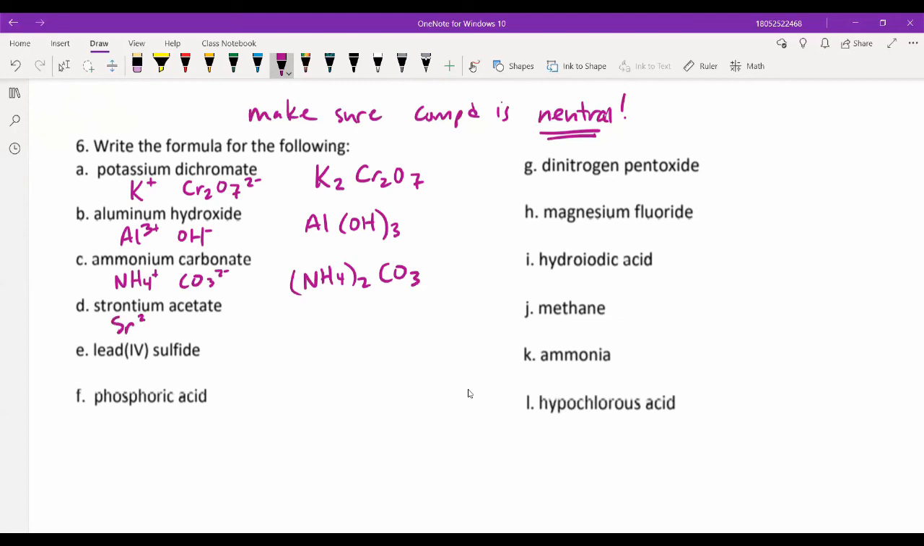Strontium is an alkaline earth, so it's a +2. Acetate can be written actually different ways. So one way to write it is CH3COO- or C2H3O2-. So it actually doesn't matter which way you write it. You'll probably see it both ways. So let's do it this way for here. Again, this can be that, or it can be CH3COO-.